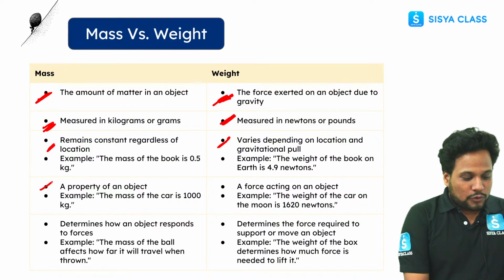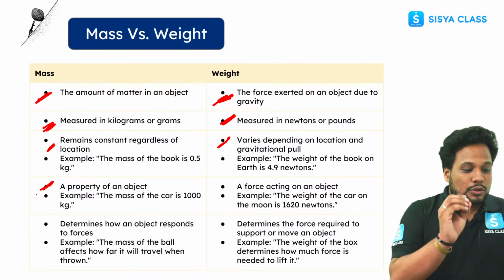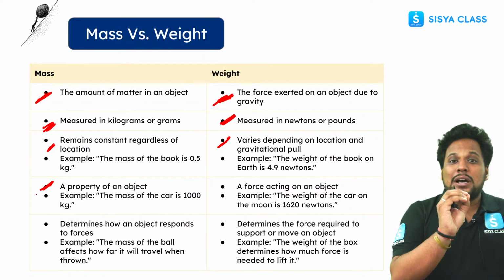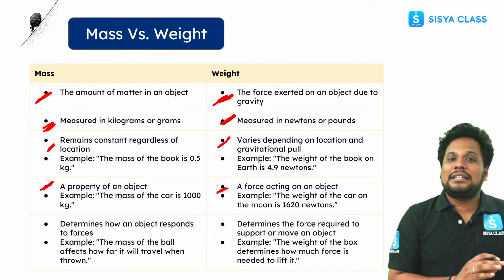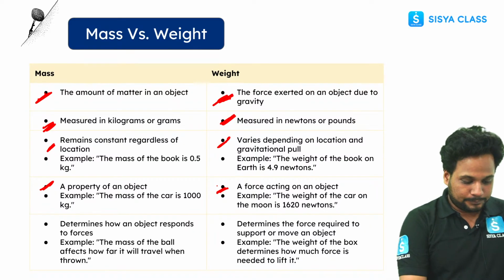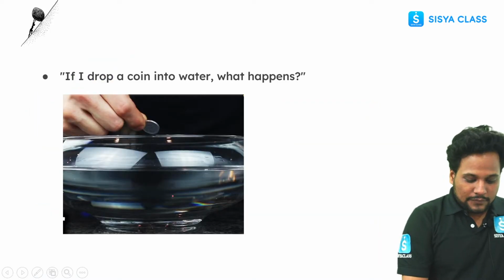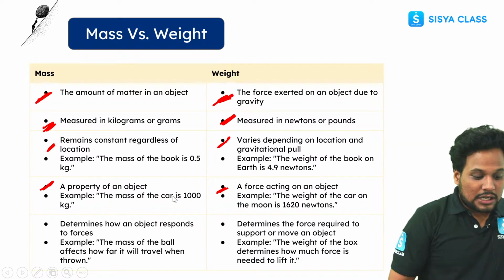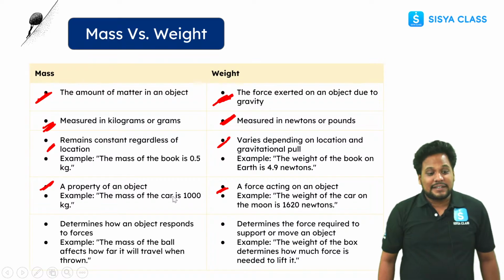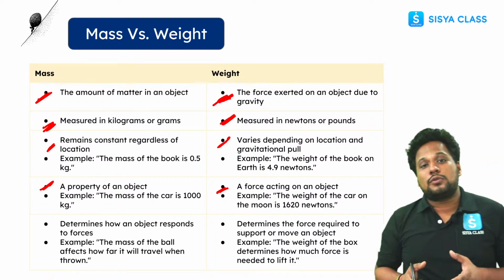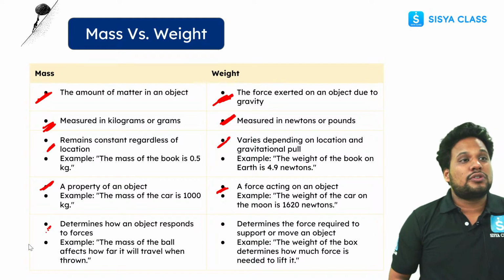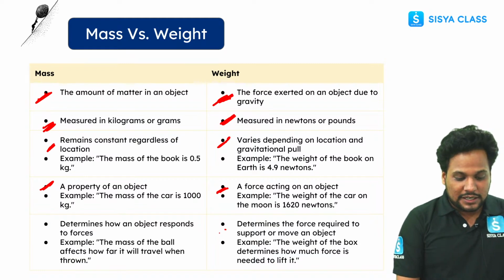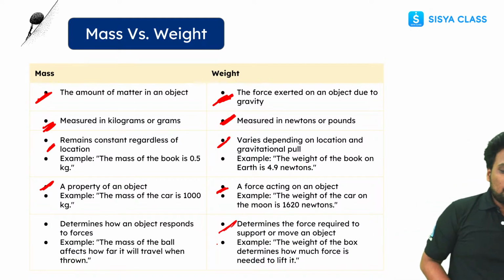Now, the fourth, the property of the object. Mass is a property of an object, while weight is a force. Now the fifth thing: mass determines how an object responds to forces. And weight determines the force required to support or move an object.